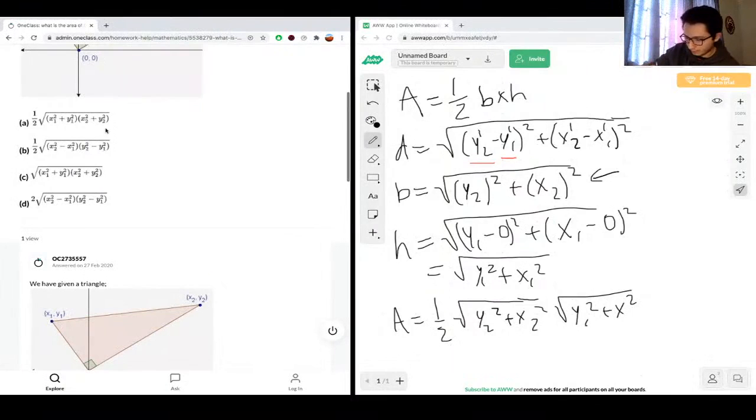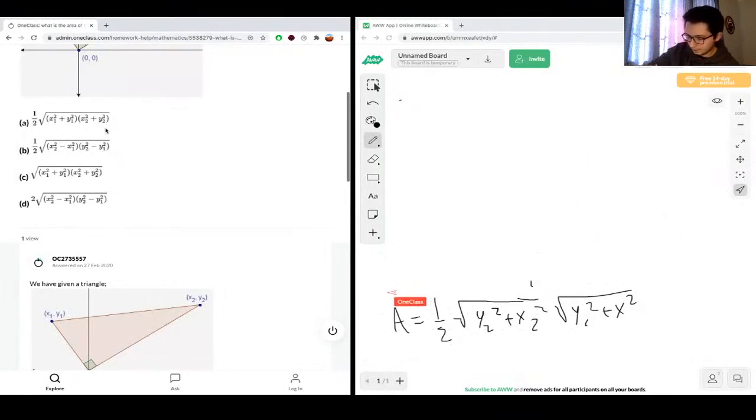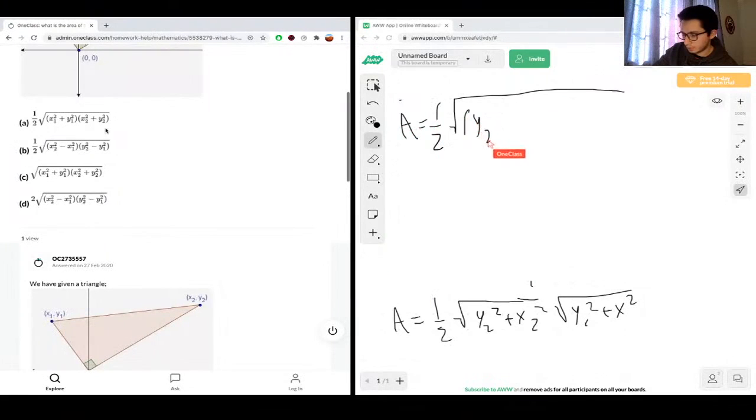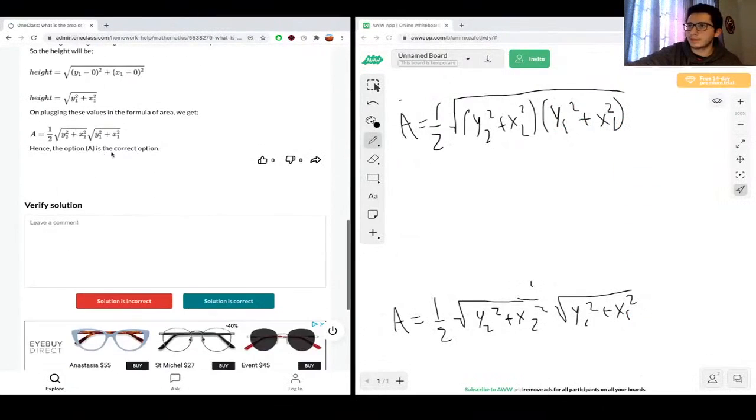So let me just erase the top portion. You can see that area will equal 1/2, and then everything is the bracket y2 squared plus x2 squared, and then another bracket y1 squared plus x1 squared. I'm sorry, x1, I forgot a 1 over here. Okay, and that's the final. So our solution would be A. And here they've selected the correct option. Great job.